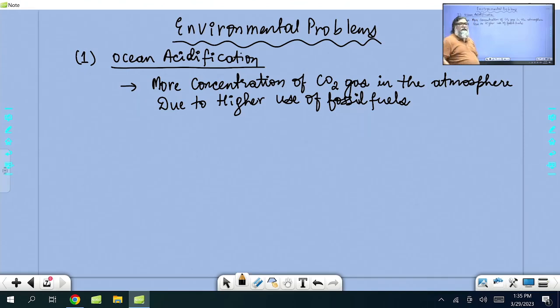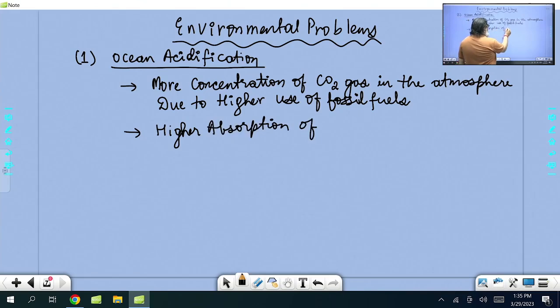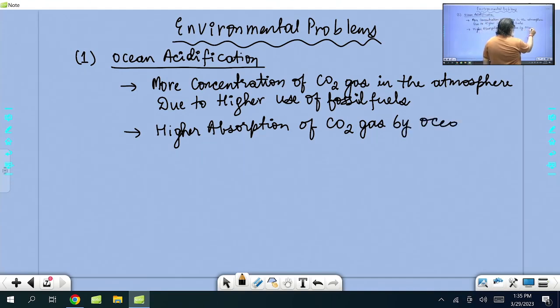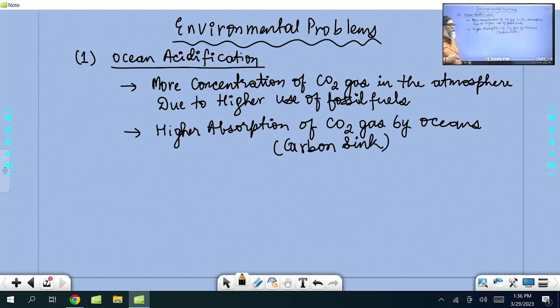And the matter is mostly from the developed countries. They are using more and more. Developing countries also use it, but the use which is happening here. Now what will happen there? Higher absorption of CO2 gas by oceans. So the ocean is a carbon sink and will take up more and more amount of CO2 gas, right?